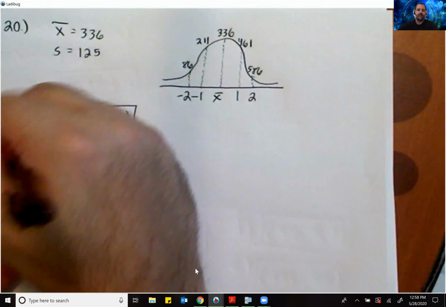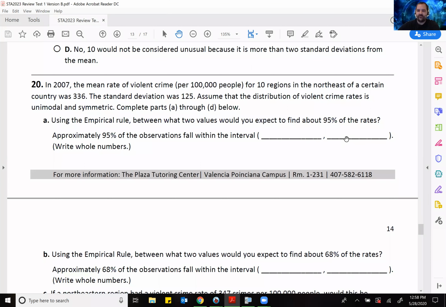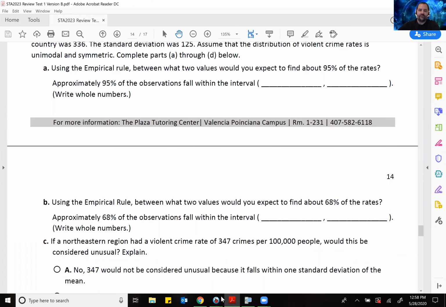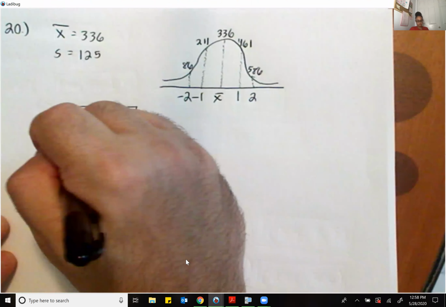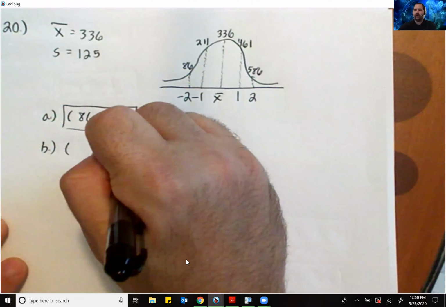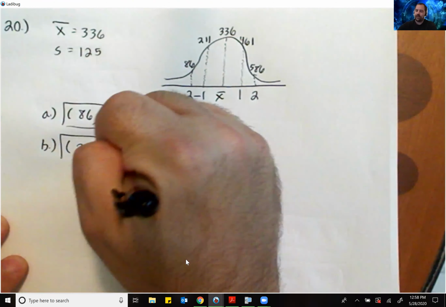So again, 86 and 586. B says, where is 68% of the data? 211 and 461. Perfect.